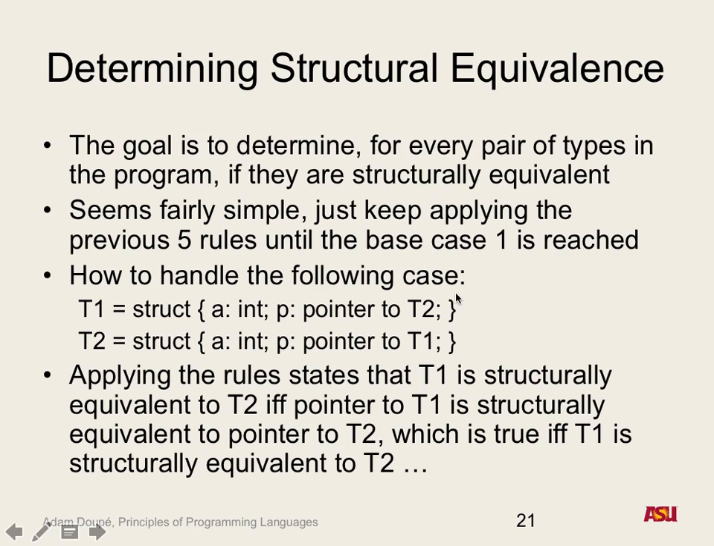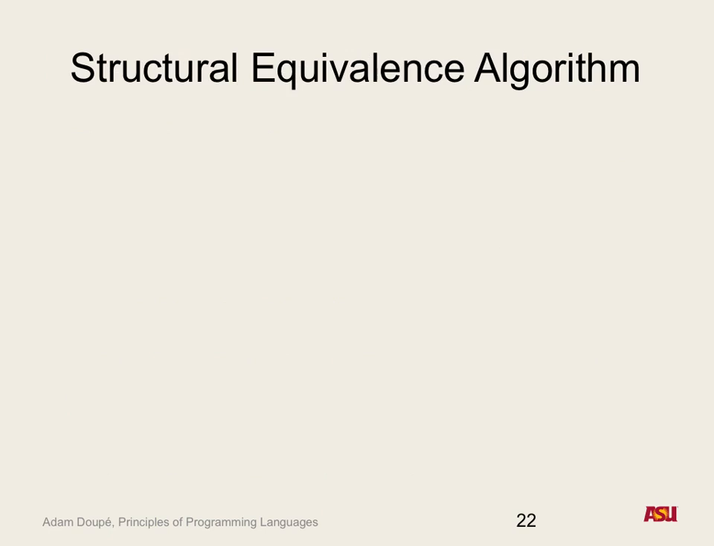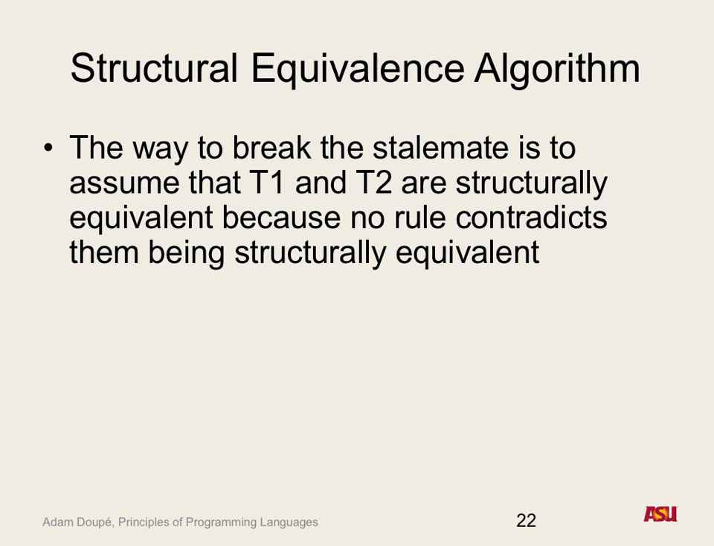So, the way we get around this is similar to how we did first and follow sets, where we started with empty first and follow sets that we could use. In this case, we're going to assume that all types are structurally equivalent, and we're going to go through and disprove that fact. So here, if we start out by assuming T1 and T2 are structurally equivalent, then when we get to, is a pointer to T2 structurally equivalent to a pointer to T1, we'd say yes, they are structurally equivalent. Cool. So this is the basic idea.